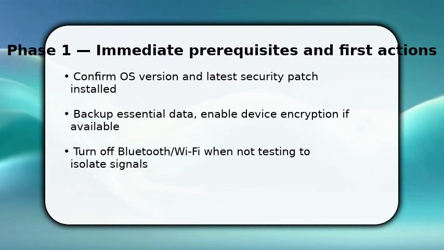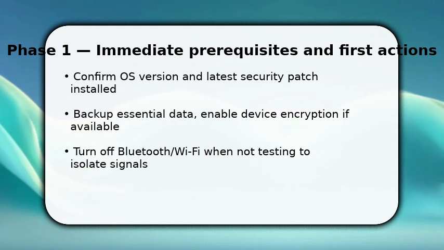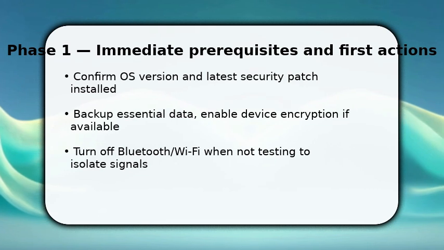Once done, disable Bluetooth and Wi-Fi to reduce external noise while you test. Make sure to have a charged battery and, if possible, a secondary phone to compare behavior. This speeds troubleshooting and shows what counts as normal activity.